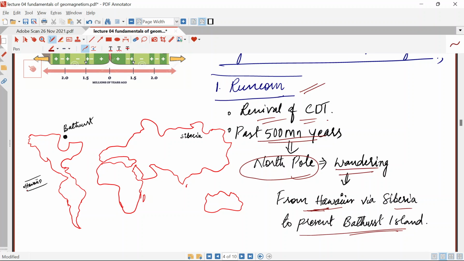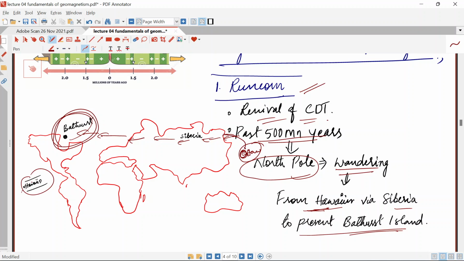If you consider this, this is the Hawaiian Island. If you consider the globe as a round, it started here and came to here. Slowly it reached here, and Siberia, from Siberia to Bathurst Island. At present it is at Bathurst Island. This is Bathurst Island. So from Hawaii to Bathurst Island. If you consider here the Hawaiian Islands.